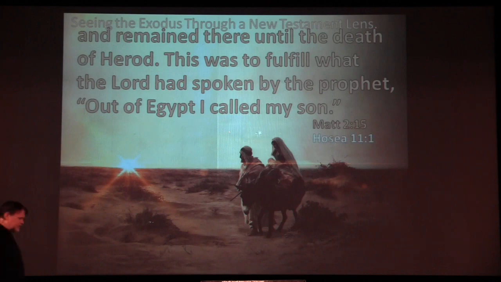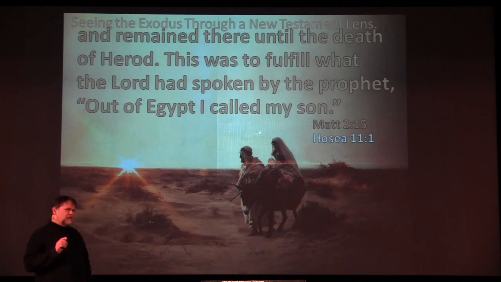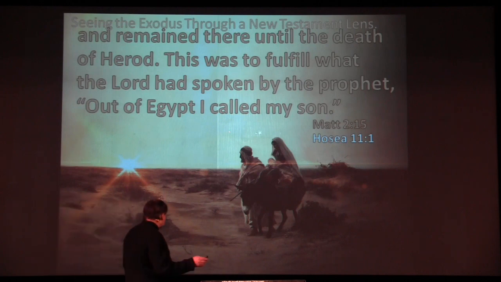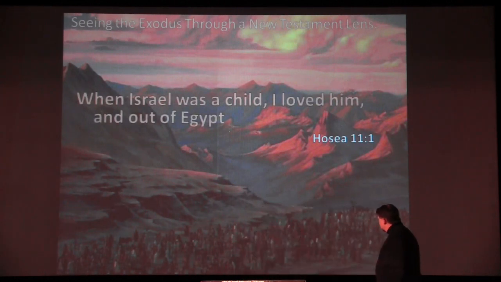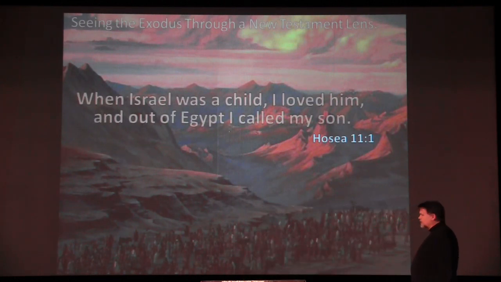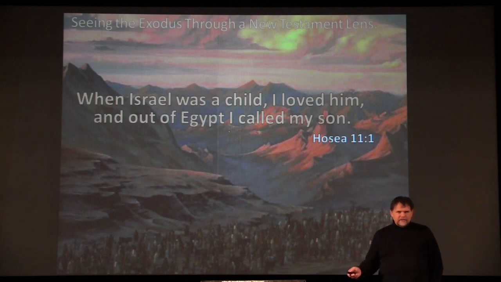Now Matthew is using that as a reference to what Hosea said in Hosea 11:1. But what Hosea was referring to in Hosea 11:1 is this. He said, "When Israel was a child, I loved him, and out of Egypt I called my son." Hosea was not even thinking about the Messiah one day. He could have been, but he wasn't. He was directly relating that to the Exodus.